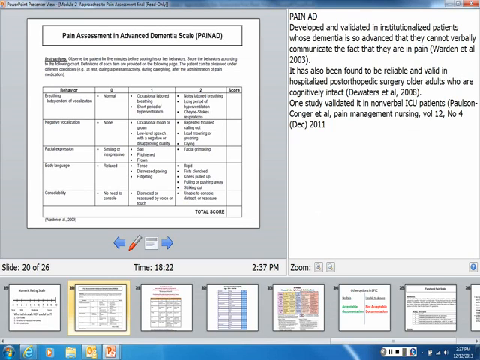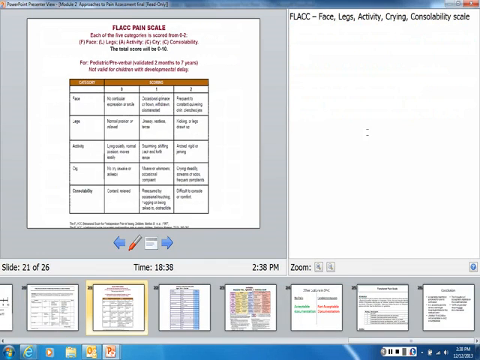Based on 5 different behaviors, you rate the behaviors from 0 to 2, and then you total up the score. The score will range anywhere from 0 to 10. So this is a tool that can be used for your nonverbal, non-responsive adult patients.